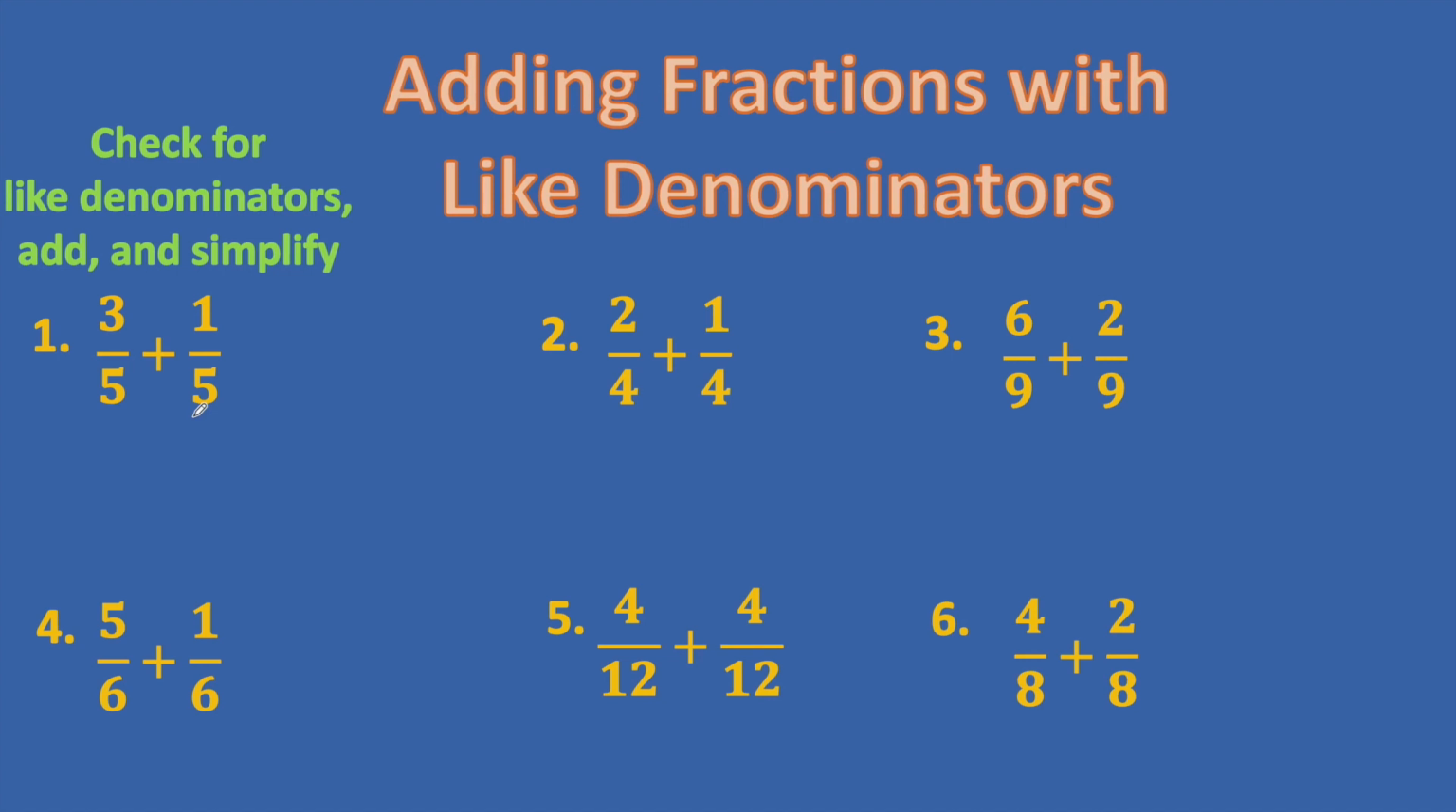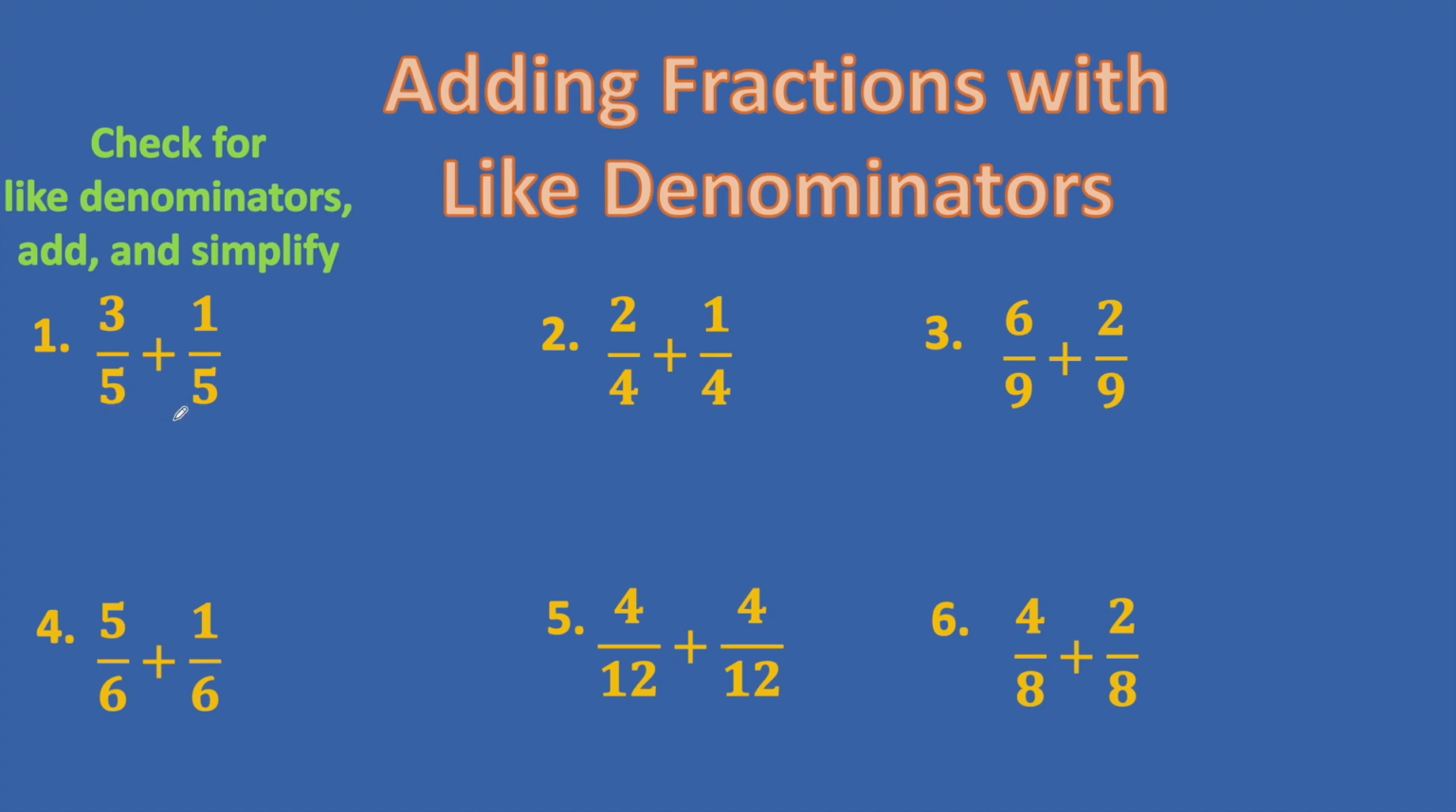After you've checked that they have the same denominator, the same number on the bottom, the next step is just to add. You can add straight across, starting from the numerator. So imagine this is one equation, 3 plus 1, and the denominator is actually going to stay the same.